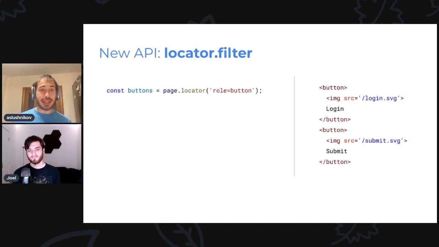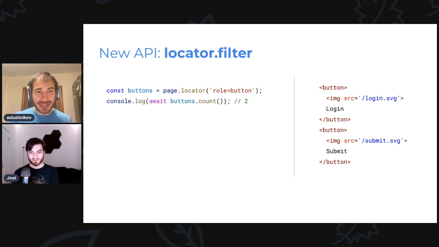Now the new API for this release is called locator filter, and this is an example where it comes in handy. Say I have this HTML on the right-hand side: just two buttons, one is login and the other is submit. And I have these locator buttons using the new role selector engine, so I'm going to get both buttons.